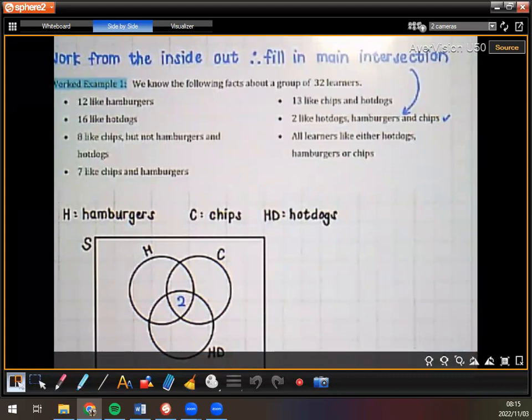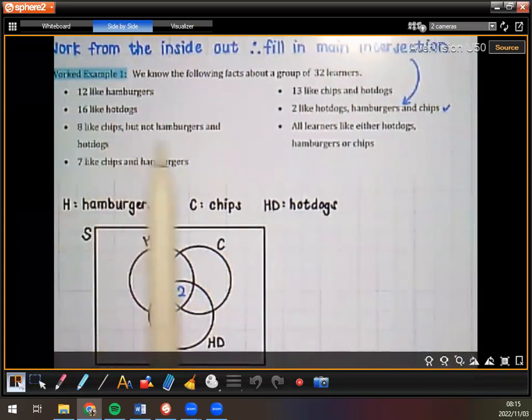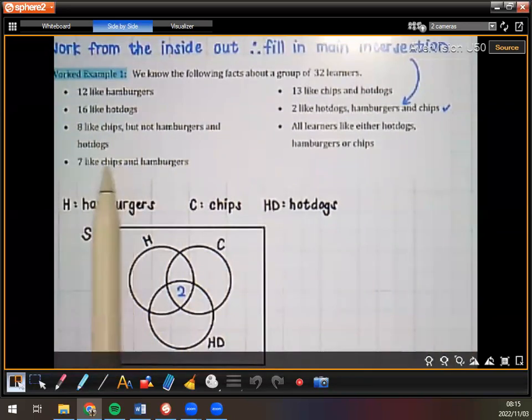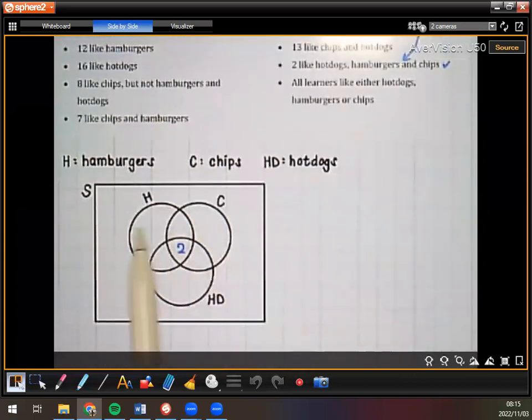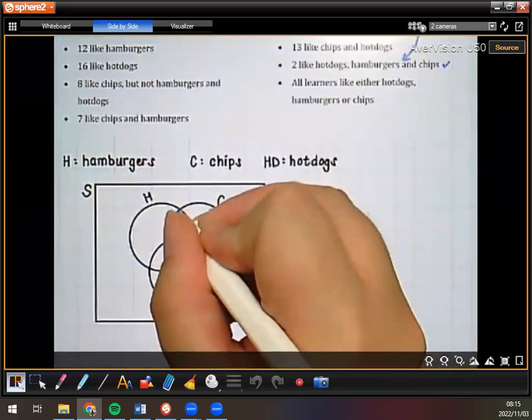Okay, now we have to look at what else we can fill in. Now, guys, we've done the and for all three. Now we're going to look for the and of two of them. So step one is and for all three, step two is and for two. We're all going to write this down. They say 7 like chips and hamburgers. So guys, the chips and hamburgers section is this section.